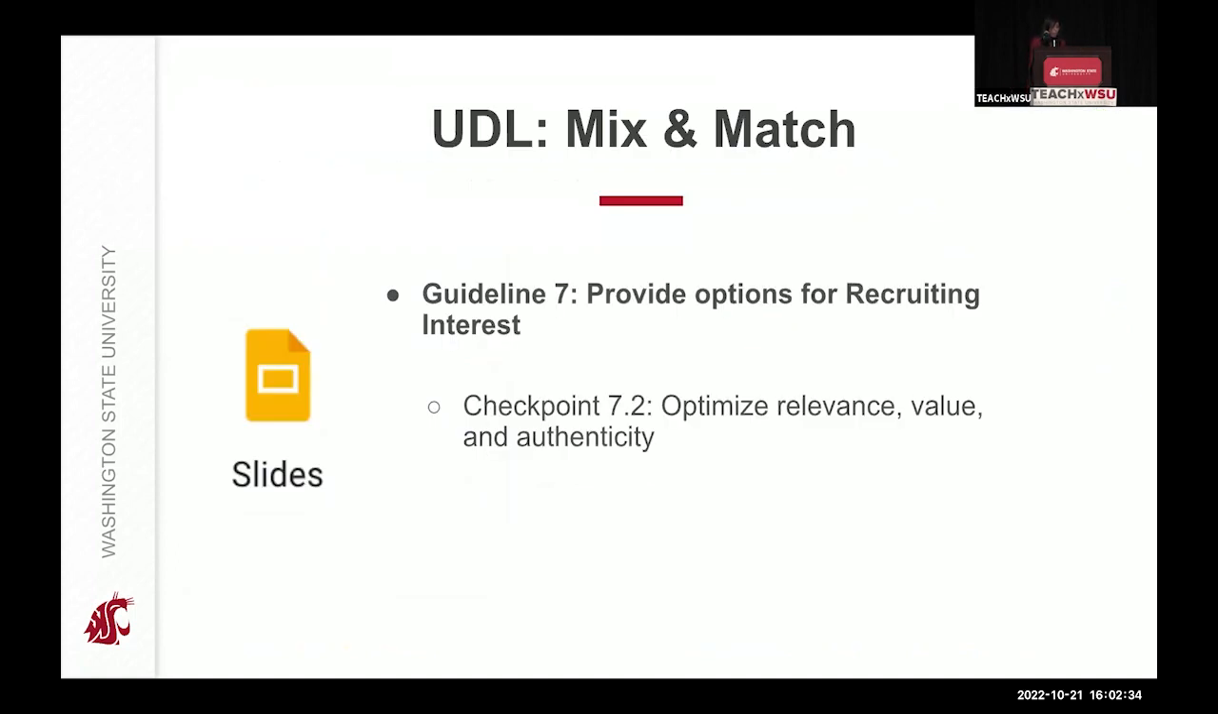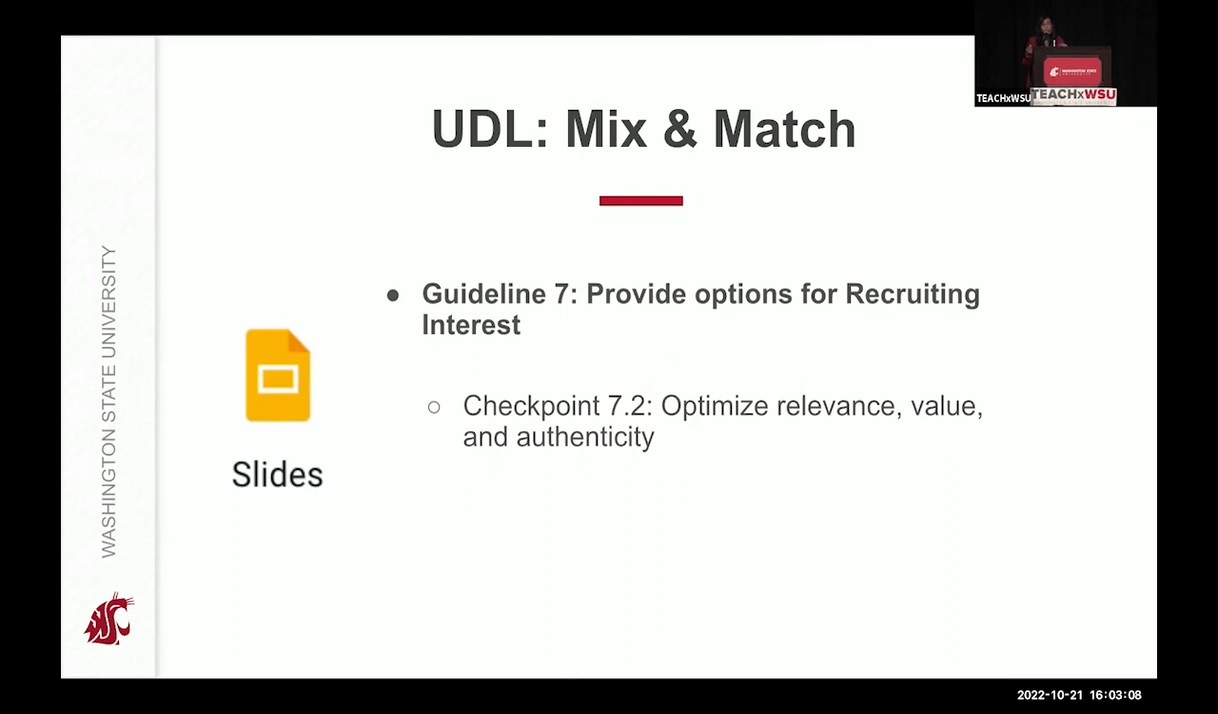So guideline 7, provide options for recruiting interest. Checkpoint 7.2, optimize relevance, value, and authenticity. So one way of getting students motivated is probably allowing them to ask the questions they want to ask when they want to ask them. If you realize, in most of our classrooms we will have probably 4 students who will always be talking. I will answer, I will talk, and the rest of the 20, you will hear nothing about them.